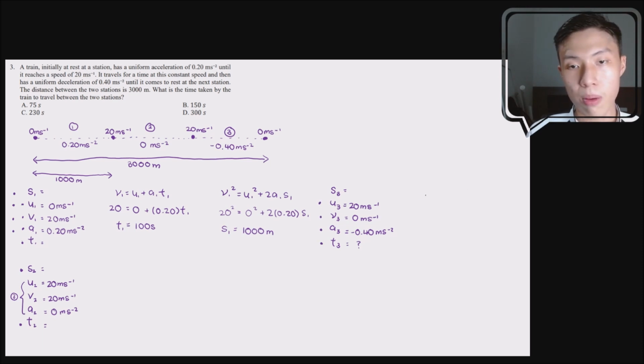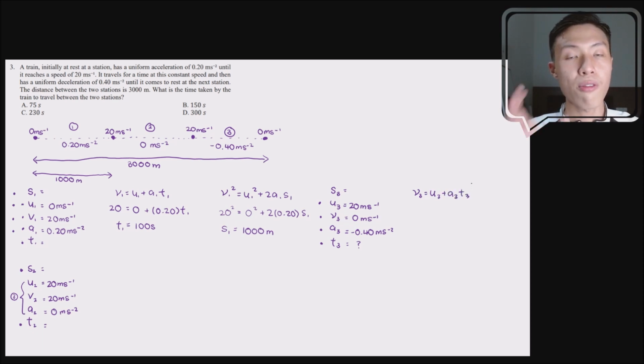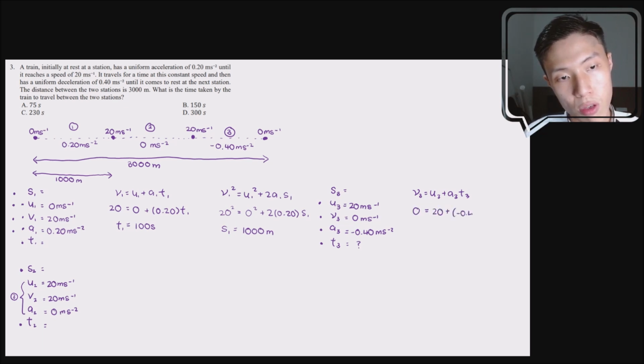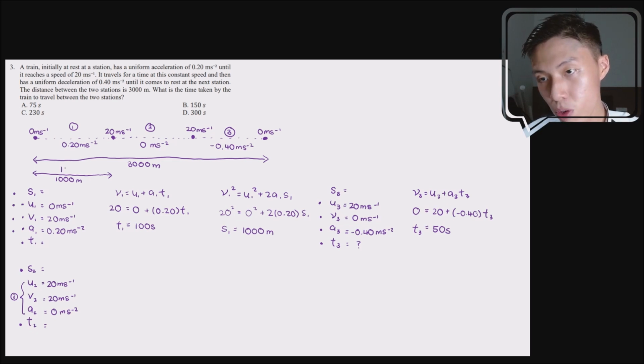So we want to find the time, and we are given information about V, U, and A. So the equation that we can apply in order to determine the time will be V equals to U plus AT. This equation contains V, U, A that we have the information, and time which we want to find. So now we perform our substitution. 0 equals 20 plus negative 0.40 times the time for the third portion of the journey. If we perform our calculation using a calculator, I believe we should be able to get the answer of 50 seconds.